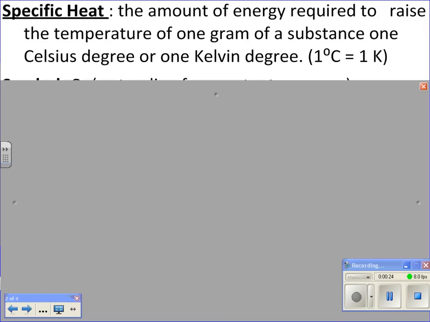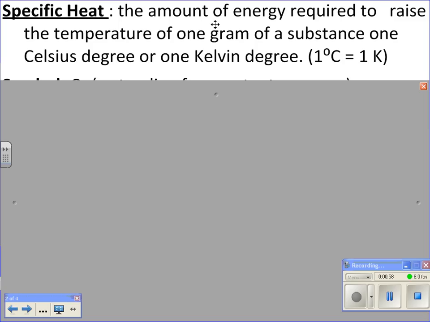Specific heat, the definition is it's the amount of energy required to raise the temperature of 1 gram of a substance 1 Celsius degree or 1 Kelvin degree. Quick review of temperature, Celsius and Kelvin degrees are the same size. So if you go up 1 Celsius degree, you will also go up 1 Kelvin degree. So imagine a gram of a substance, a very small amount. Specific heat is how much heat it takes to raise that little gram's temperature up just 1 degree.